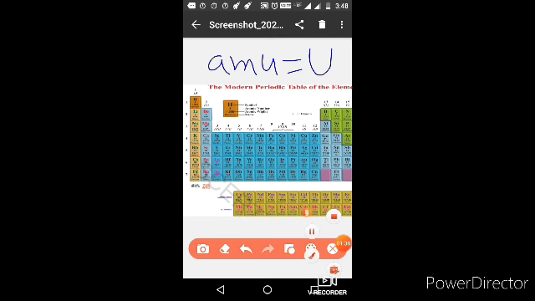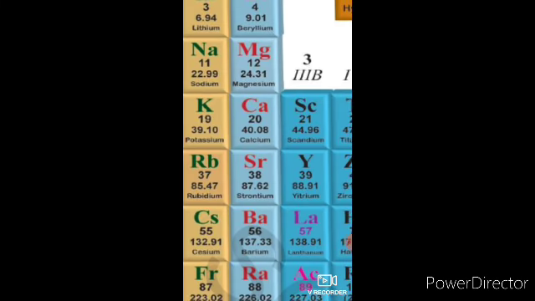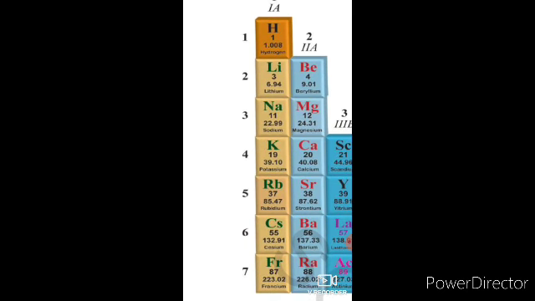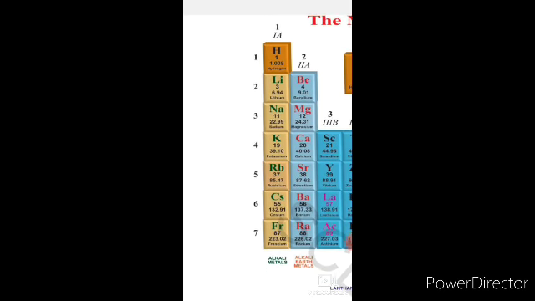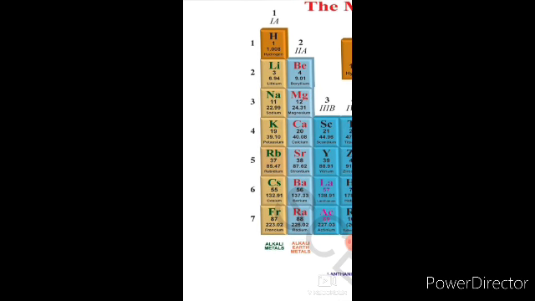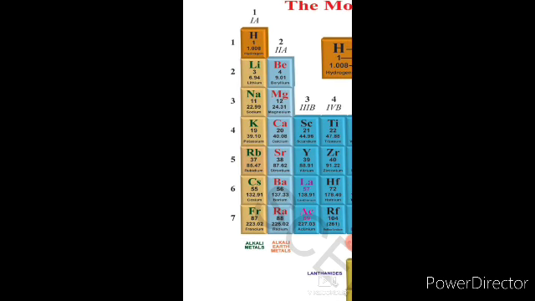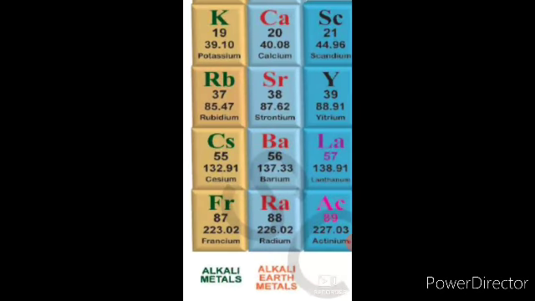In the periodic table, the vertical column with hydrogen, lithium, sodium, potassium, rubidium, cesium, francium: these are the alkali metals. Except hydrogen, all are metals. In the second column, from beryllium at the top to radium at the bottom, these are alkaline earth metals.